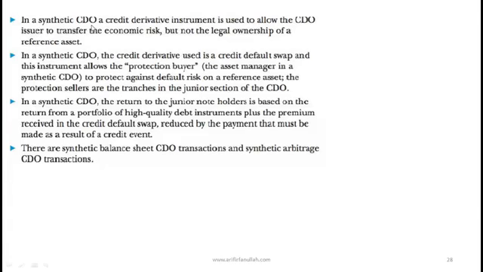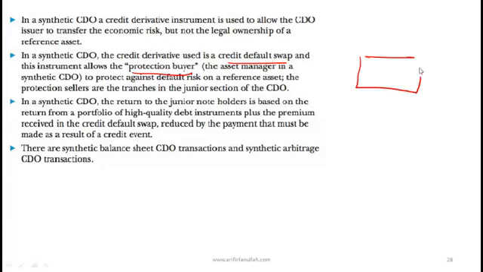In a synthetic CDO, a credit derivative instrument is used to allow the CDO issuer to transfer the economic risk but not the legal ownership of a reference asset. So all we are saying here is we need to use a derivative. The next bullet explains what the derivative is. In a synthetic CDO, the credit derivative used is a CDS, and the instrument allows the protection buyer, who is the asset manager in a synthetic CDO, to protect against default risk on a reference asset. The protection sellers are the tranches in a junior section of the CDO.